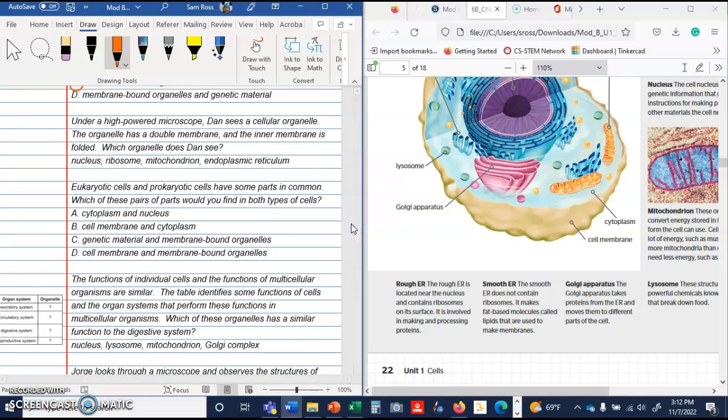So under a high-powered microscope, Dan sees a cellular organelle. The organelle has a double membrane and the inner membrane is folded. Which organelle does Dan see?